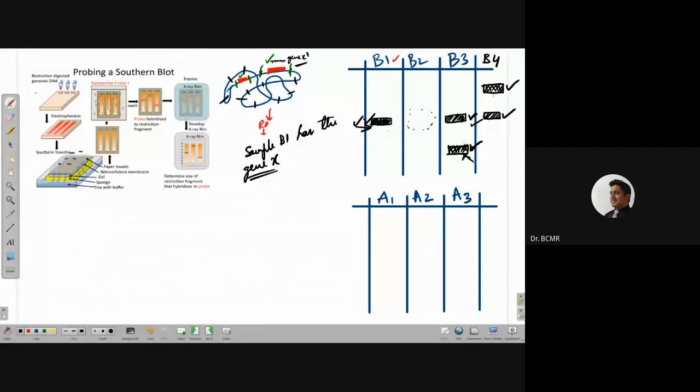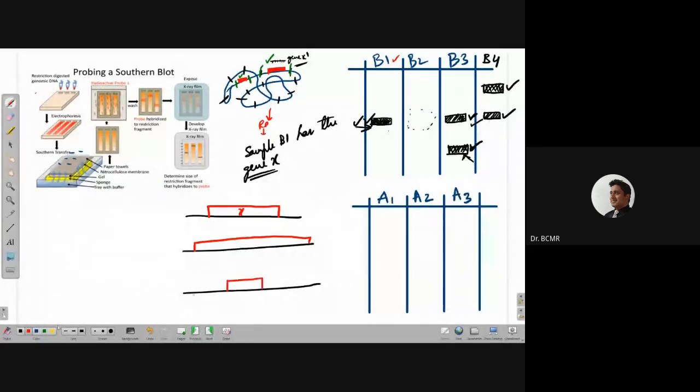There are other possibilities too. Say, for example, if there is a gene, and I will try to use red, and this is normal gene X. You may have several possibilities. In one case, what may happen is that you may have an insertion. In some other case, you may have a deletion.